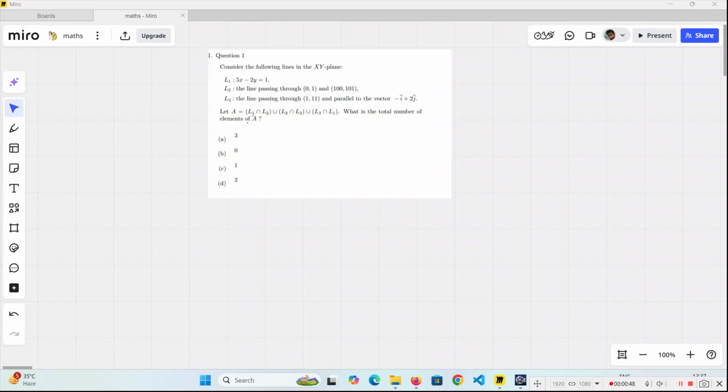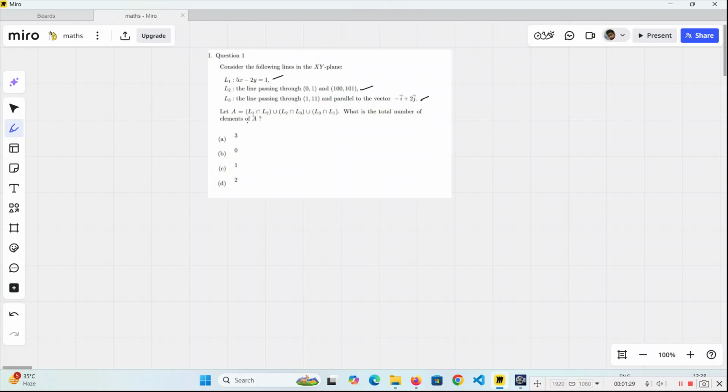So this is the 24 paper and this is question number 1. So in this question you can see that they have given 3 lines. Okay, for L1, they have given the equation of the line. Then for L2, they have given 2 points of this line, and for L3 they have given another condition, that the line is passing through (1, 11) and is parallel to the vector minus i cap plus 2j cap. Okay, so they have given 3 lines.